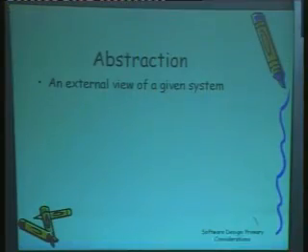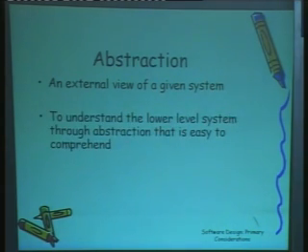Abstraction. What is an abstraction? Abstraction is an external view of a given system. You want to understand what the fan does. You want to understand it from the high level perspective first, so you want to abstract out what it does from the external point of view. You are operating specific buttons, you have a washing machine, or you want to operate a microwave oven. You have the external perspective, the interface. There is an external abstraction.